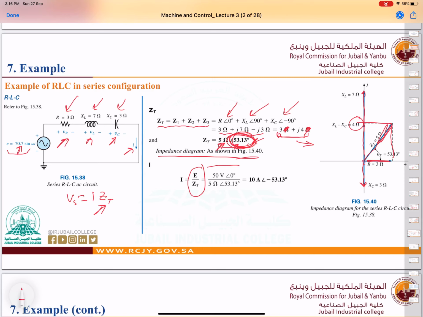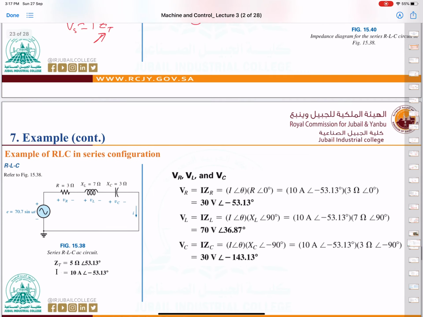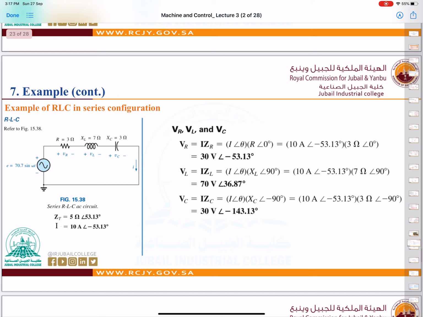Now the current is simply the voltage divided by Z total. The voltage is at zero angle, and the Z total we already know, so the current is equal to 10 with angle minus 53.13. This is just to find the Z total and I, the current. Now I already placed the values here. As you can see, these are the values that we already calculated.